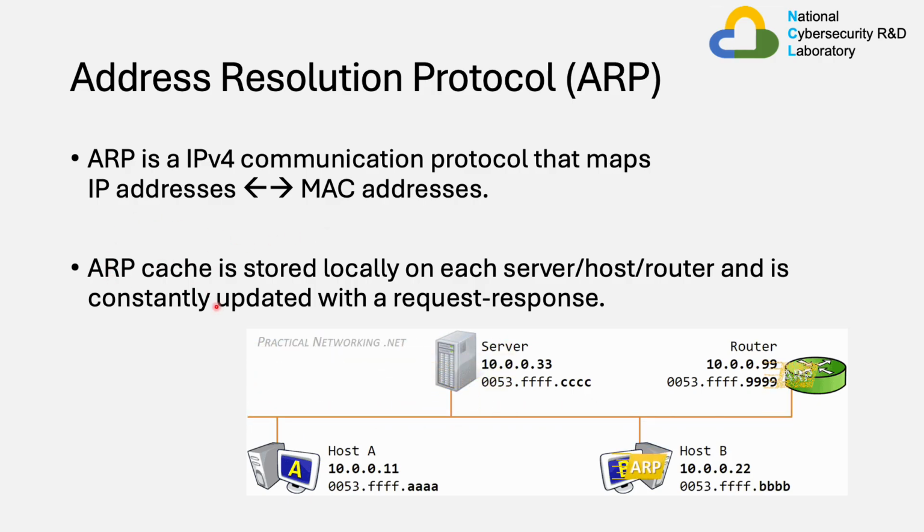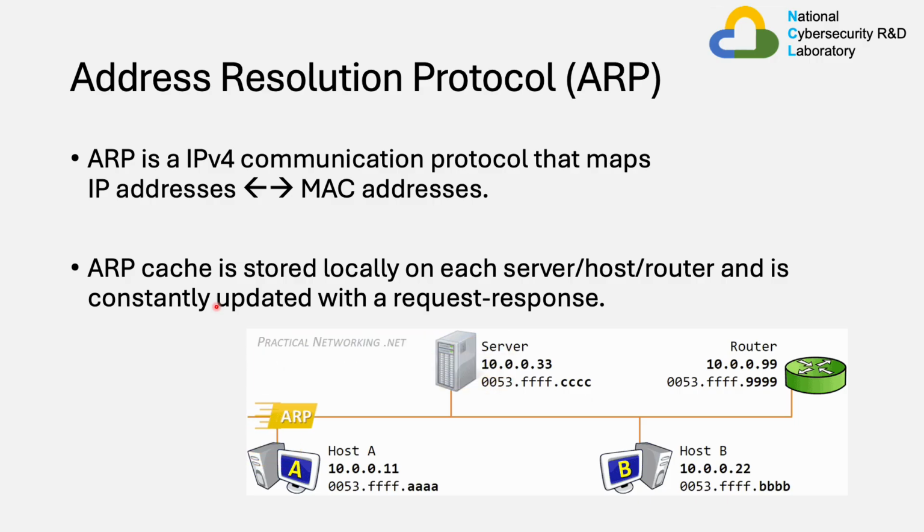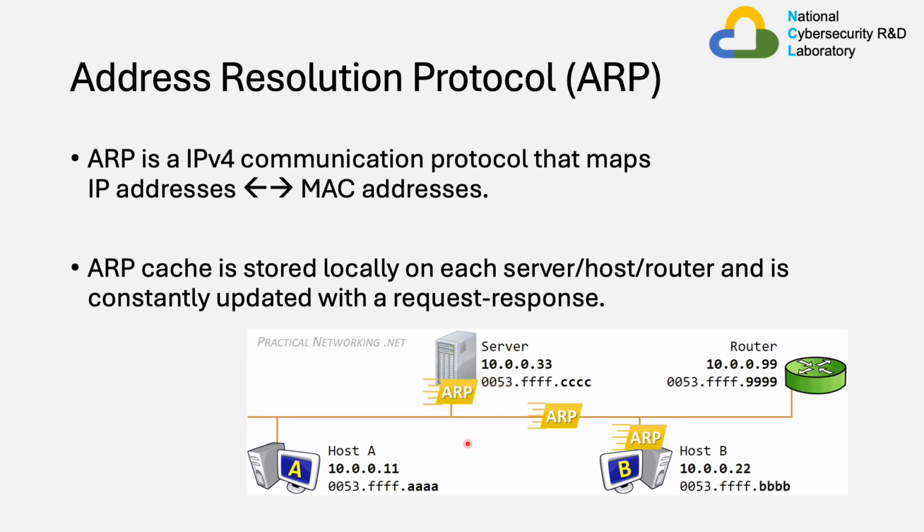Every server, host, or router will constantly send ARP requests to its local subnet. This helps to update the ARP cache if there are any new hosts to map, or if there are any updates required for the local ARP cache. These ARP requests are broadcasted, and all hosts within the subnet will receive these requests. The animation here helps to illustrate how an ARP request and response works.